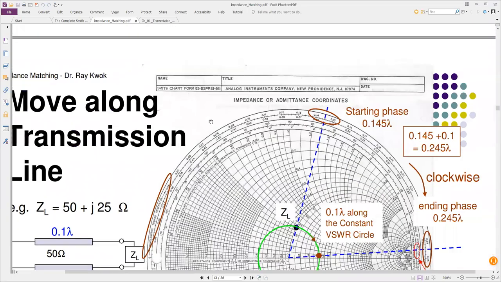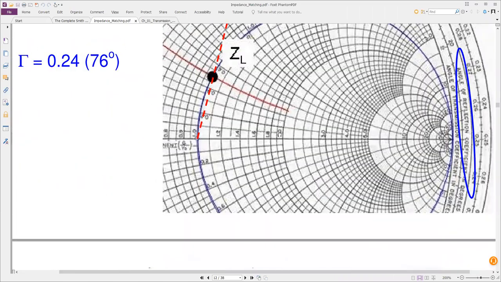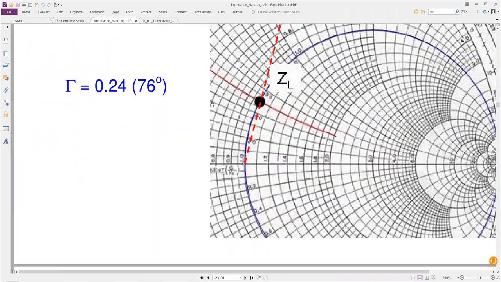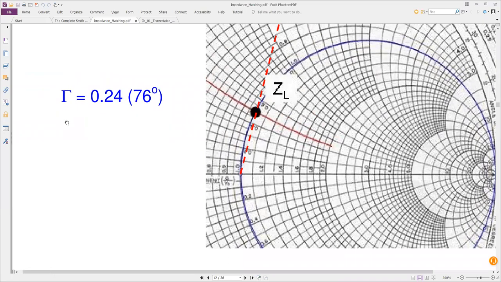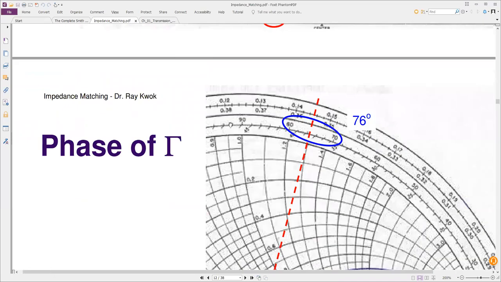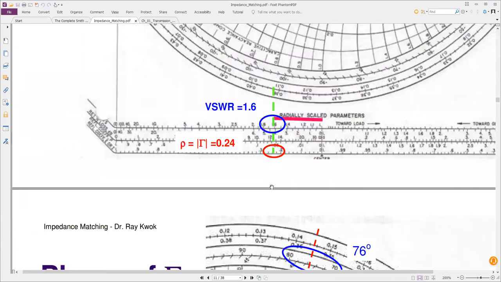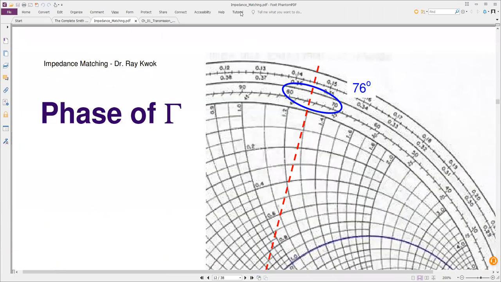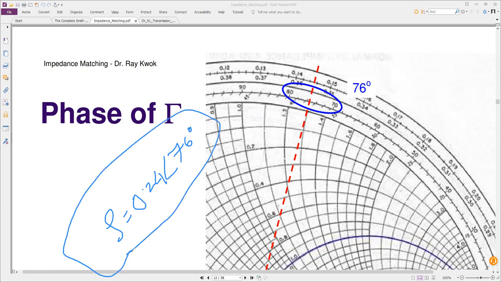Okay, up to this, do you have any objection? Then you find out the value of rho. In the previous one, it is 0.24, and the angle is 76 degrees. Now you can write the reflection coefficient. The reflection coefficient is 0.24 angle 76 degrees. That is your reflection coefficient value, with the angle of the reflection coefficient.